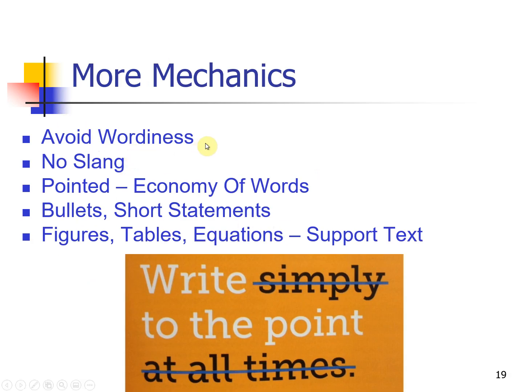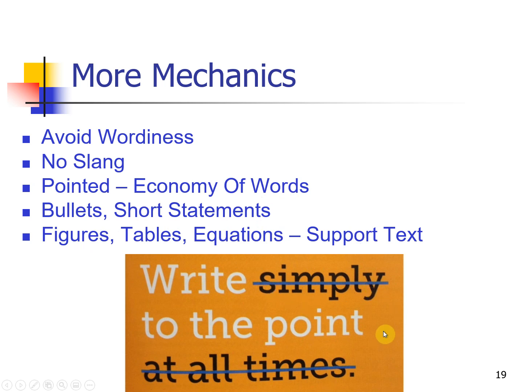Avoid wordiness. No slang. Economy of words. Bullets, short statements. They don't have to be full sentences, by the way. Figures, tables, equations to support text. Right to the point. And then you'll notice the cross out.